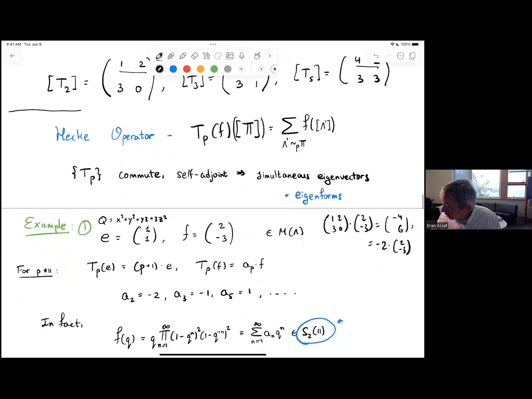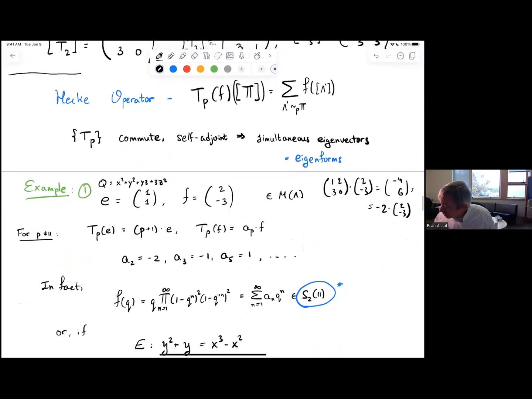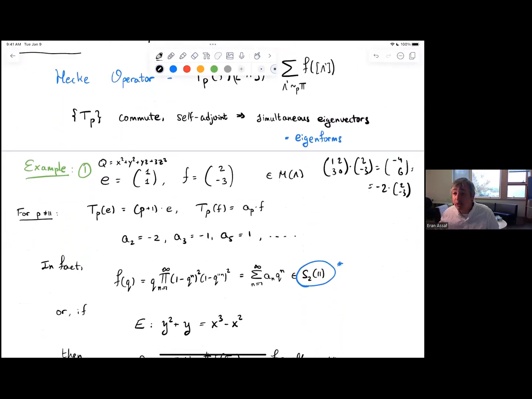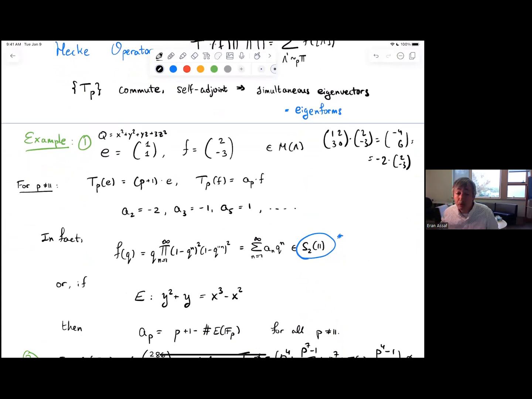And if you've been doing this long enough, you'll recognize them as the coefficients of a q-expansion of a modular form of weight 2 and level 11. Note that this is not of weight 3/2, like we get after using theta series. Another way to think about this sequence of numbers is to use modularity. So if we look at this elliptic curve that I told you about before, then these numbers are just p plus 1 minus the number of points on this elliptic curve modulo p, for all p different than 11.